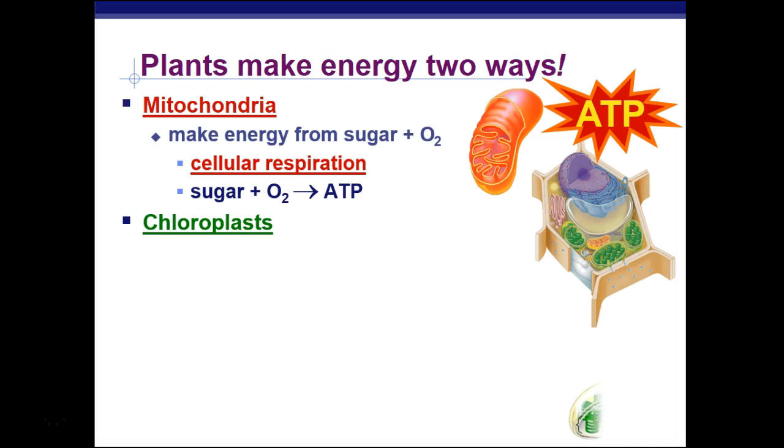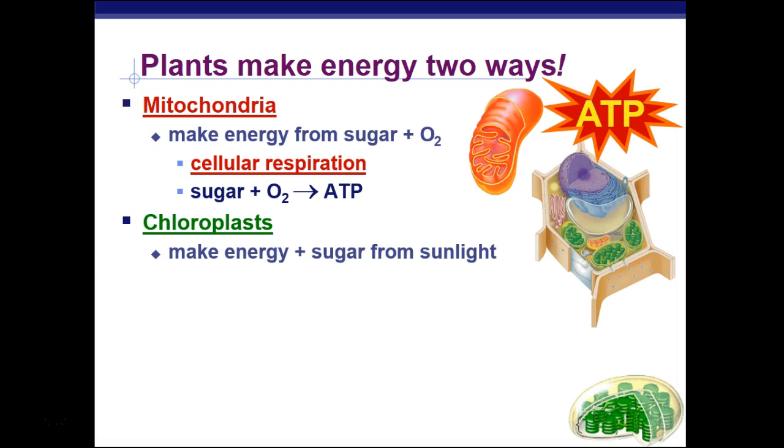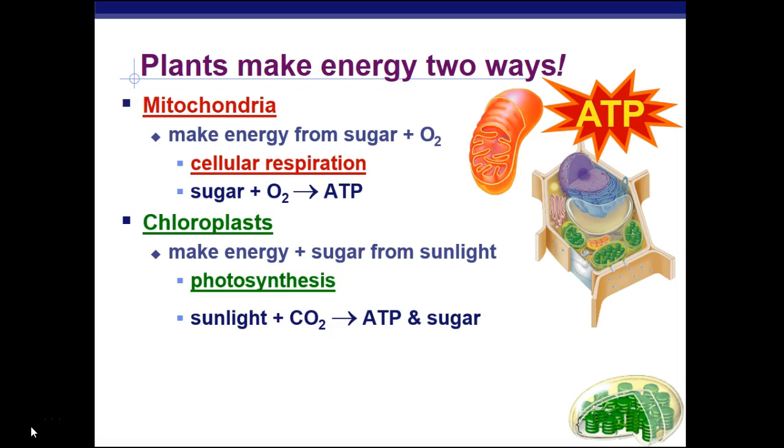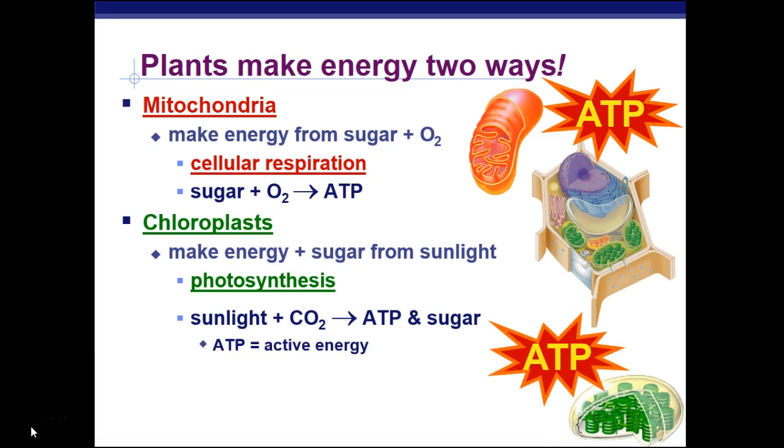The chloroplast makes energy and sugar from sunlight. So the chloroplast is the organelle of photosynthesis. It takes in sunlight energy and carbon dioxide and uses it to produce sugar. It also produces some ATP energy, mainly to fuel other reactions of photosynthesis.